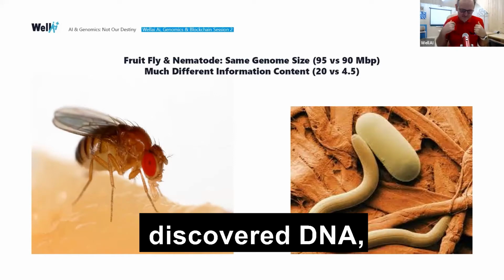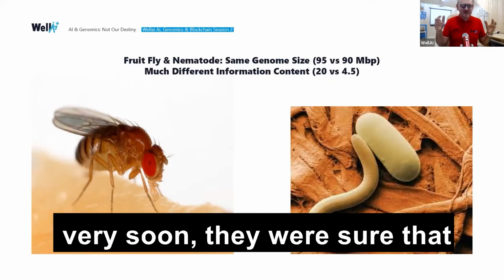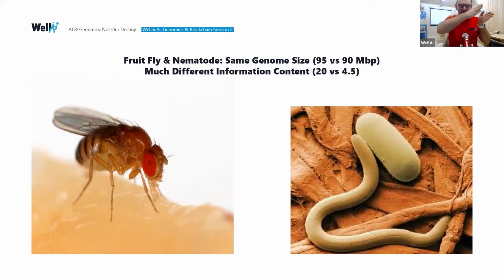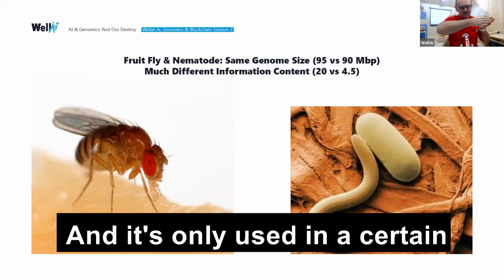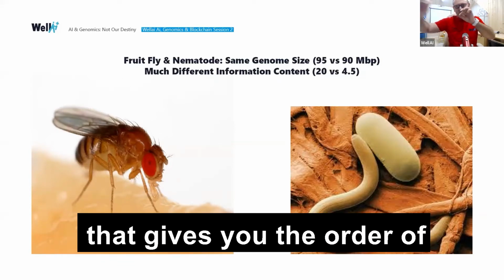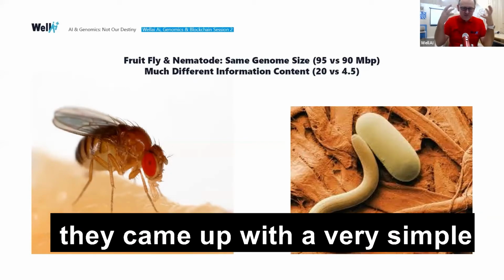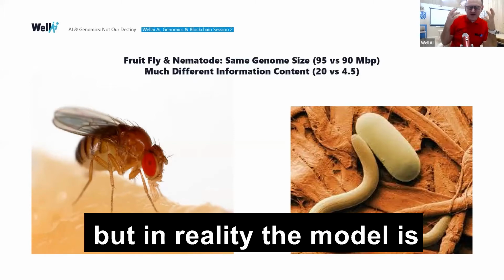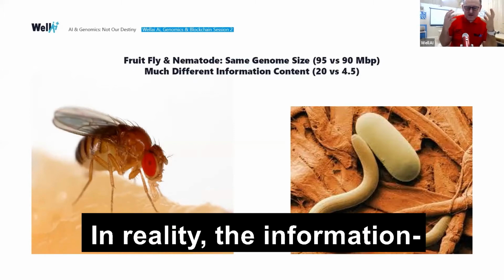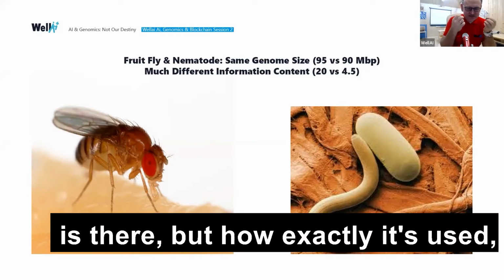Initially, when scientists discovered DNA, since Watson and Crick and so on, very soon they were sure that they understood the program. It's very simple. Here's a piece of code that starts here and then it ends there. And it's only used in a certain direction. So once you have a direction that gives you the order of amino acids in a protein, DNA to RNA to protein, they come up with a very simple model, but in reality, the model is much more complex. In reality, the information content is there, but how exactly it's used, we don't know.